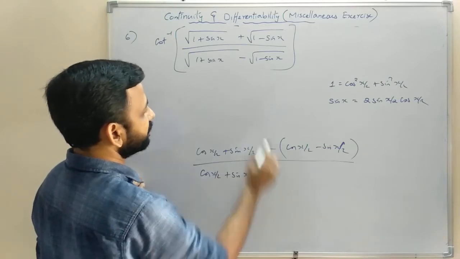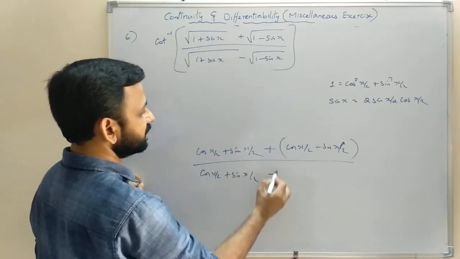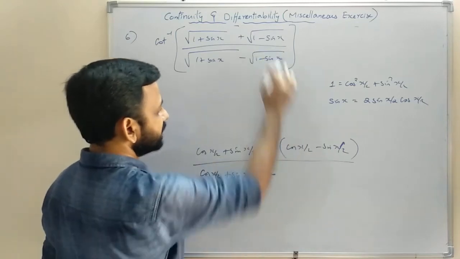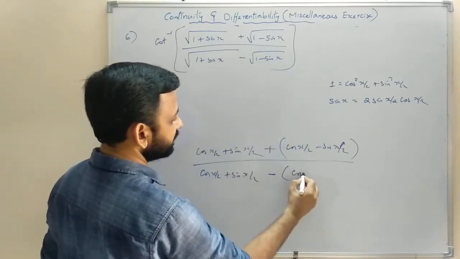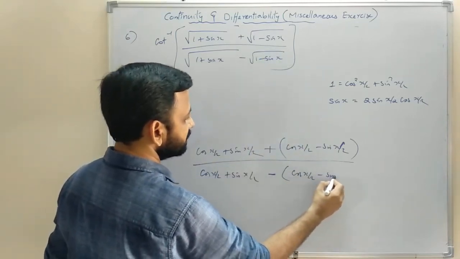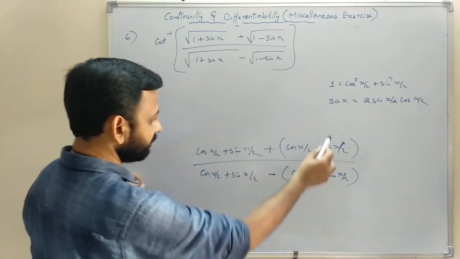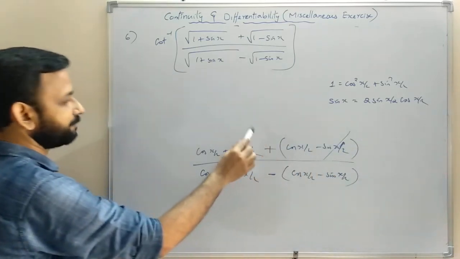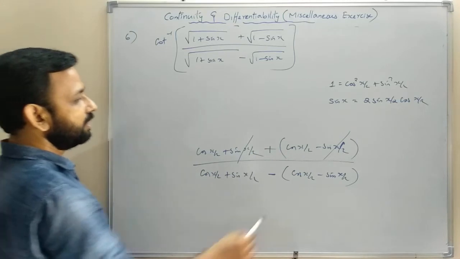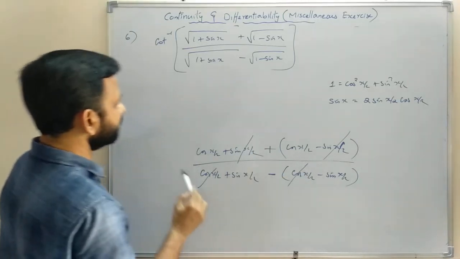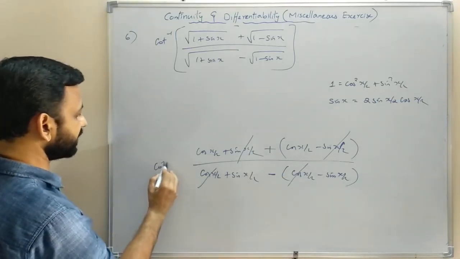Then here it is plus sign, so it will be plus, and here it is minus, same expression inside the bracket, cos x by 2 minus sin x by 2. So here we will cancel minus sin x by 2 and sin x by 2. Here cos x by 2 and cos x by 2, and outside the bracket cot inverse.